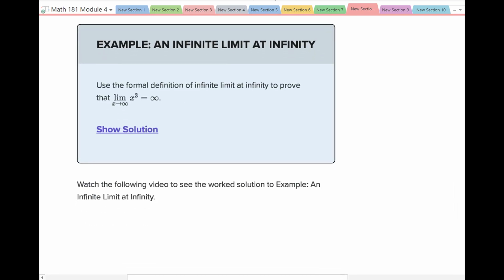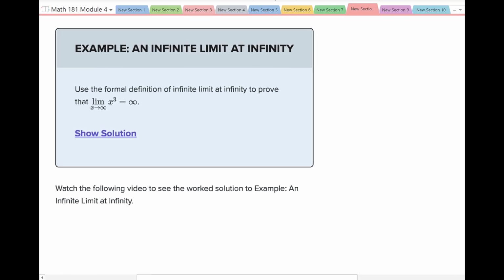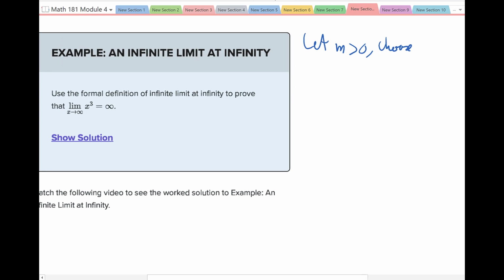So you use the formal definition of an infinite limit at infinity to prove the limit as x approaches infinity of x cubed equals infinity. Okay, so our format, our process goes like this. Let m be greater than 0. We're going to choose N equals something. What's that something? Well, let's figure it out.